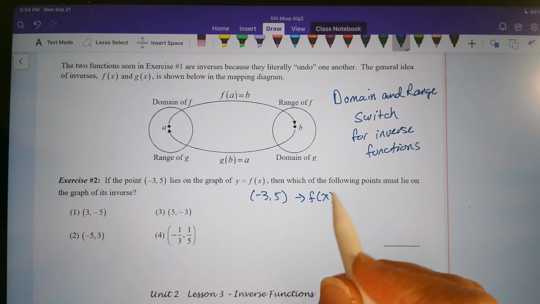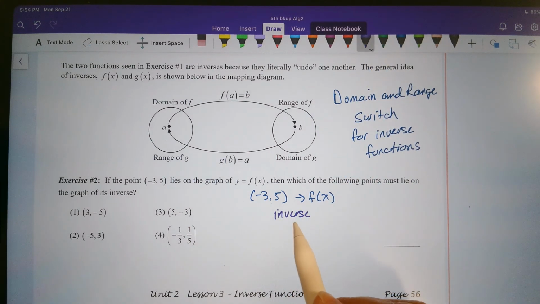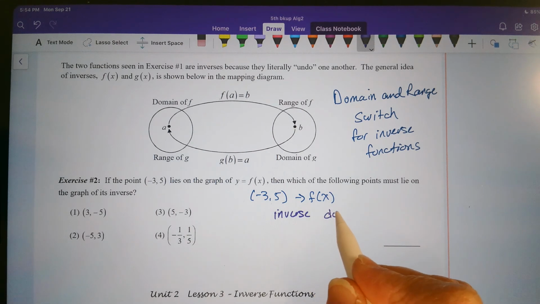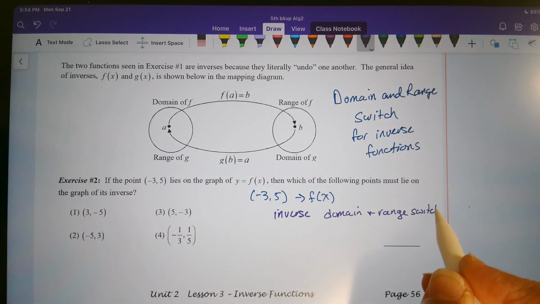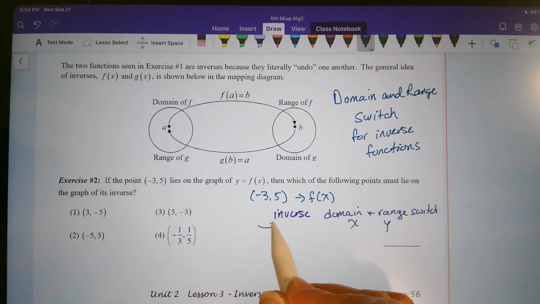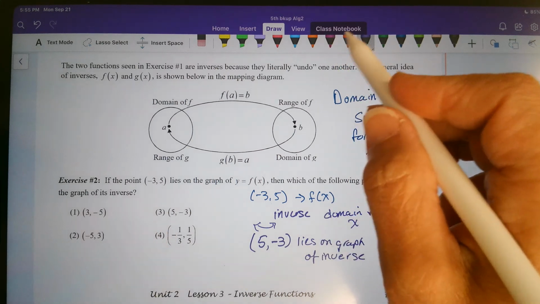So its inverse, the domain and range switch. Domain is your x's, range is your y's, so these just switch. Negative 3, 5, they switch: 5, negative 3. That lies on the graph of the inverse. 5, negative 3. Choice 3.